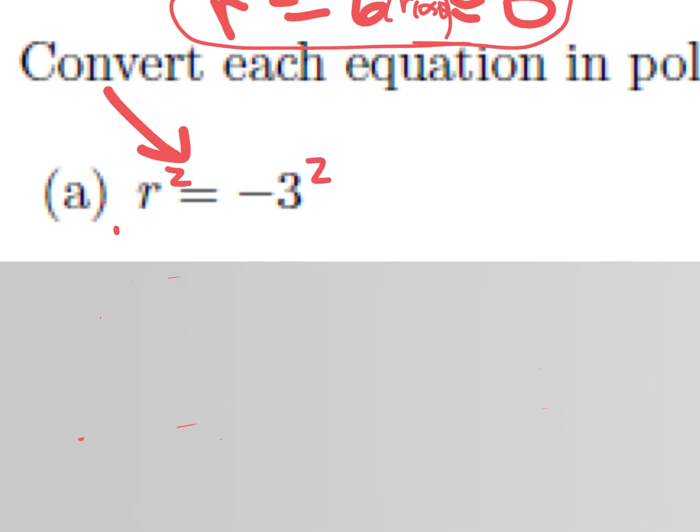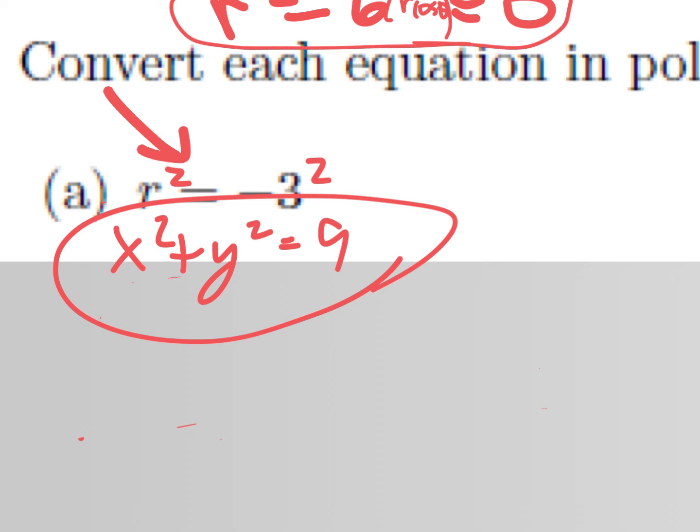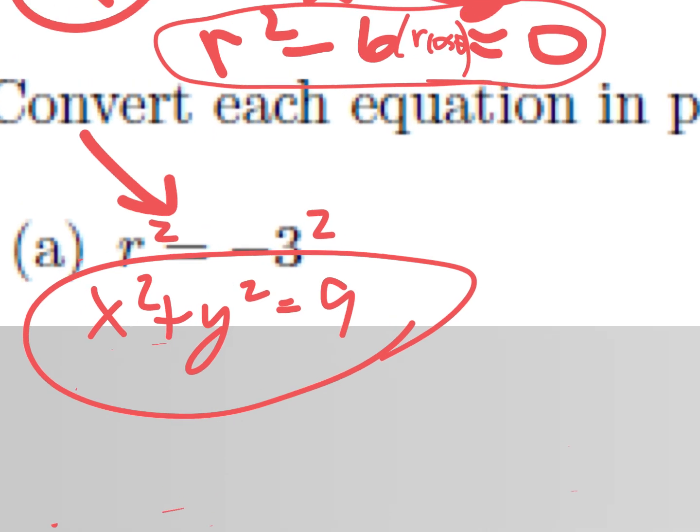Because R squared is just x squared plus y squared. And negative 3 squared is 9. Boom. I know what that even looks like now. That's a circle with a radius of 3. And you might have been like, well, the original was a circle with a radius of 3. It was just in polar language. Yes, it was. And negative 3 and 3 are the same. A circle with a radius of negative 3 is the same exact thing as a circle with a radius of 3, because when you reflect it across the circle to the other side, you just write on the circle again.